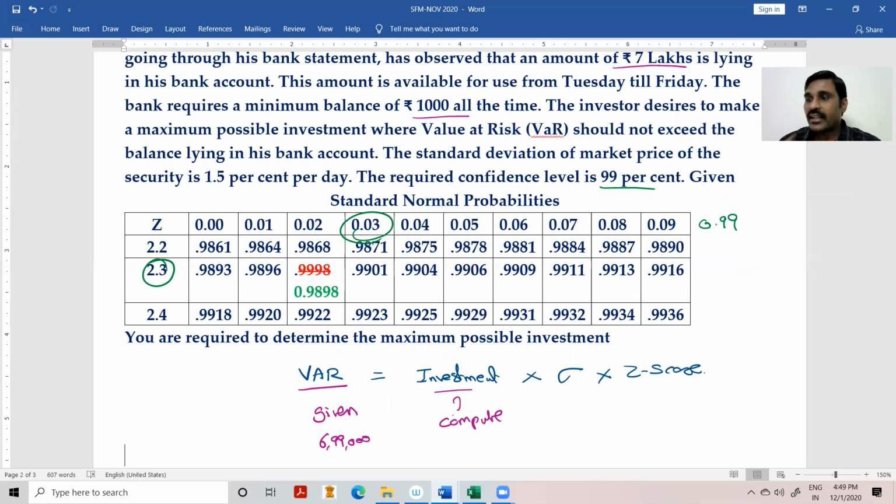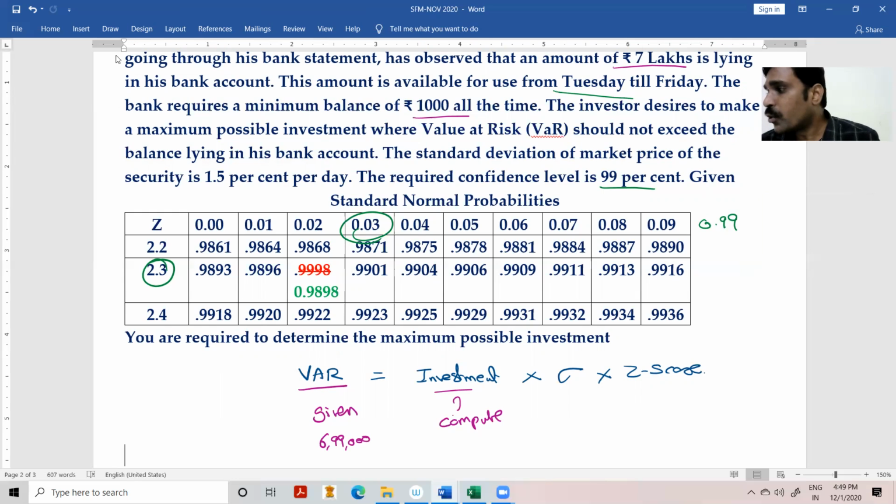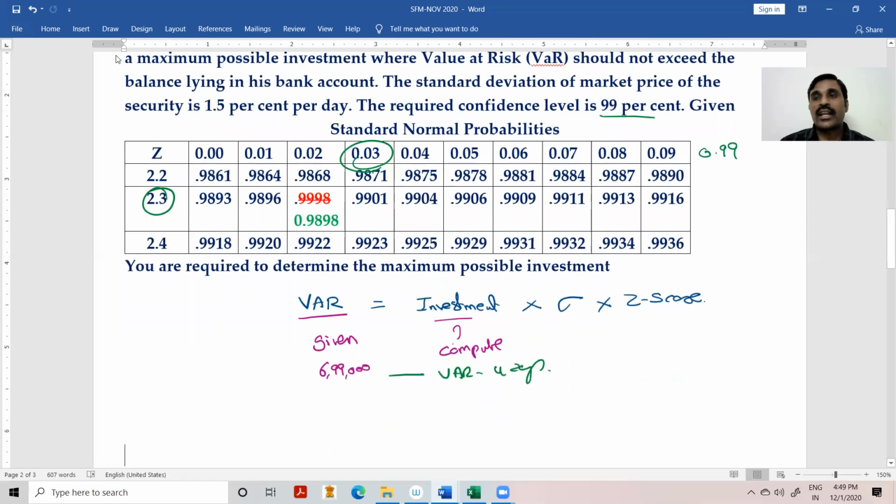And the 6,99,000 is my loss for 4 days, not for a single day. From Tuesday till Friday: Tuesday, Wednesday, Thursday, Friday, 4 days. So the 6,99,000 is the value at risk of 4 days. Therefore, I need to calculate the investment amount. So value at risk of 4 days is equal to value at risk of 1 day into square root of 4.